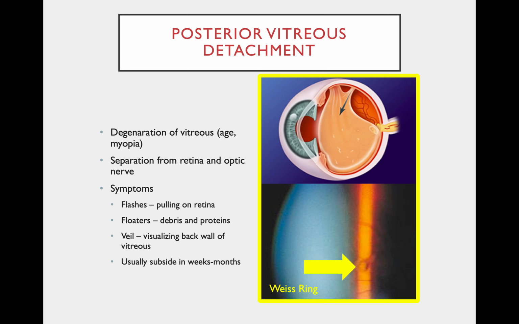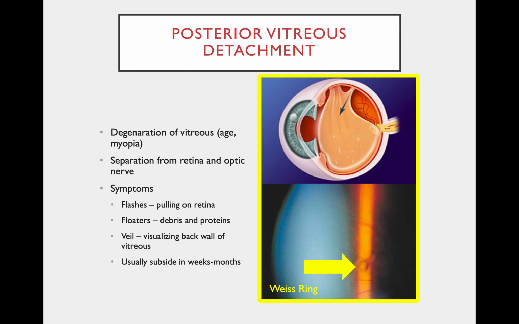Finally, we'll discuss PVD and retinal tears, and then we'll lead to endophthalmitis. So PVD is a degeneration. The vitreous itself degenerates over time, and as it degenerates, it separates from the retina. Symptoms are flashes, floaters, a veil over the vision, which usually subside over the course of time.